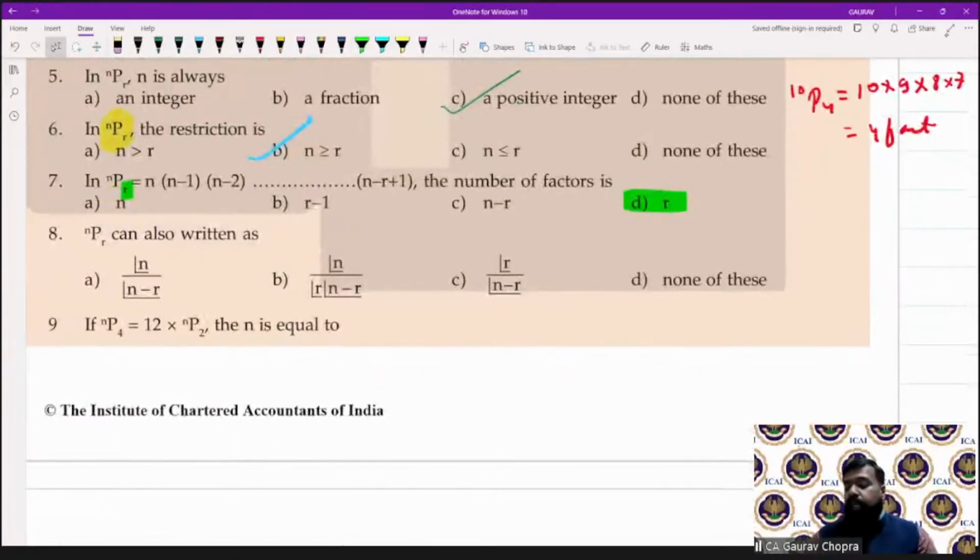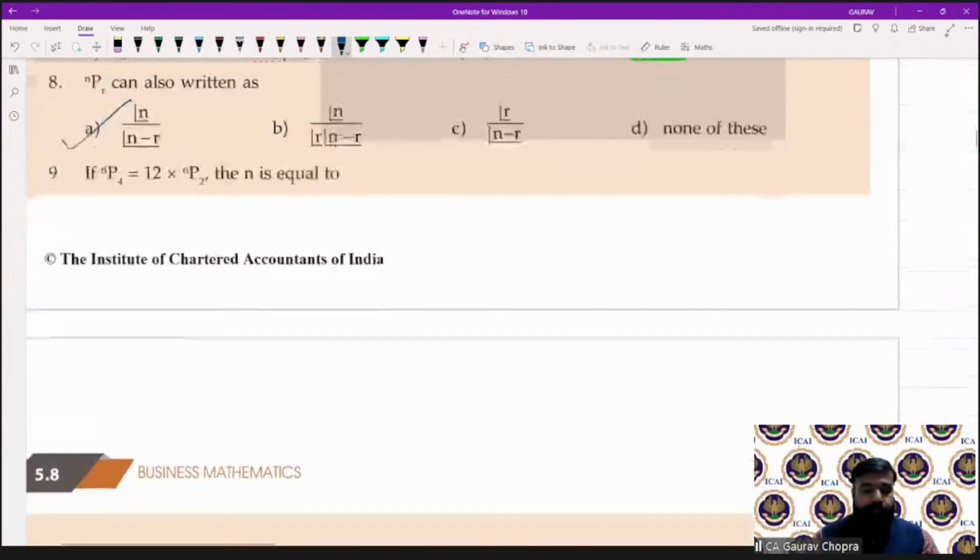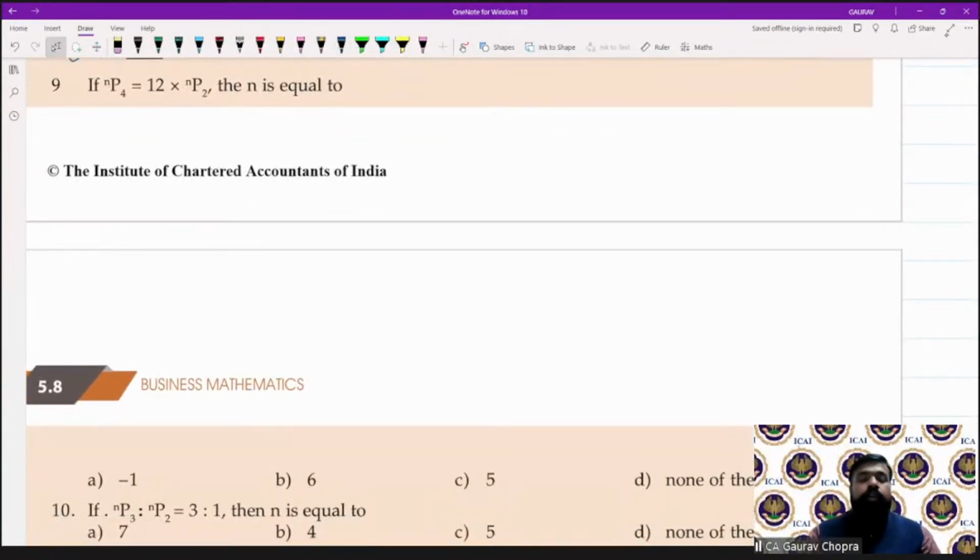Then the eighth one, nPr can be written as, so what will be the formula of nPr? nPr will be factorial n upon factorial n minus r. Option A. Then next is nP4 is equal to 12 multiplied by nP2. Then we have to find the value of n.